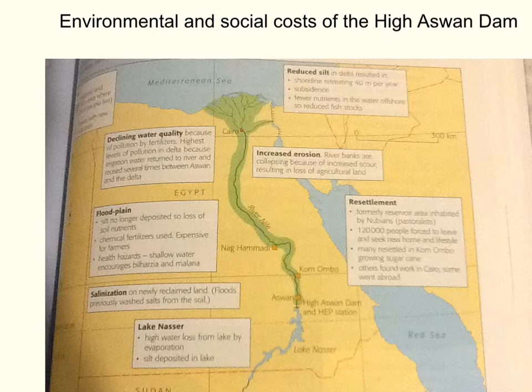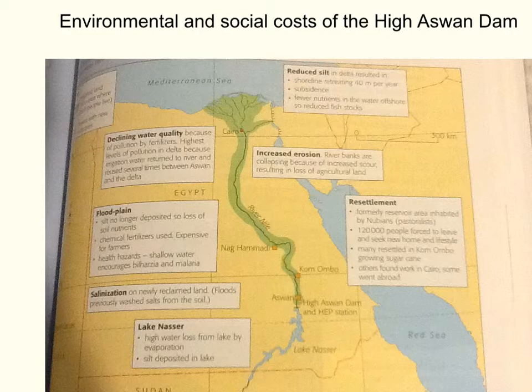Secondly, floodplains. Silt no longer deposits, so there is a loss of soil nutrients, which the farmers are relying upon. This leads to increased use of fertilisers, which can be expensive for farmers. And furthermore, this can have health hazards, where shallow water encourages diseases such as bilharzia and also malaria. It can also lead to salinisation on newly reclaimed land, where floods previously washed salt from the soil.